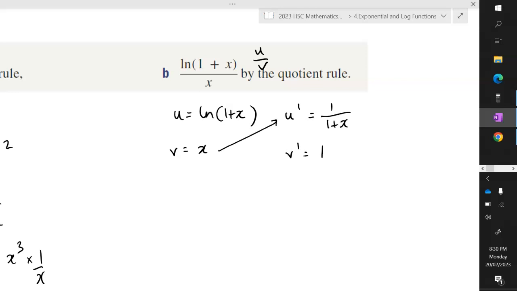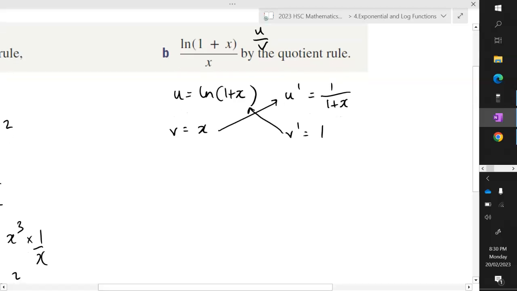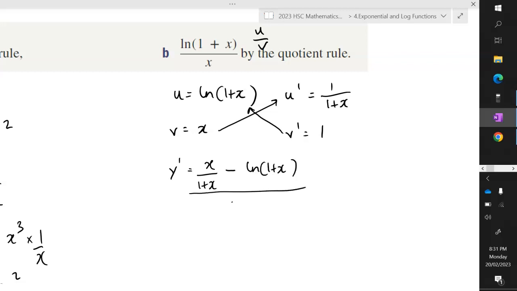So you need to know your rule. It's v du dx minus u dv dx all over v squared. So you need to go and check that off your HSC formula sheet and make sure that you're writing it down the correct way. So v du dx becomes x over 1 plus x, minus u dv dx, which becomes ln of 1 plus x, but all of it is over v squared.